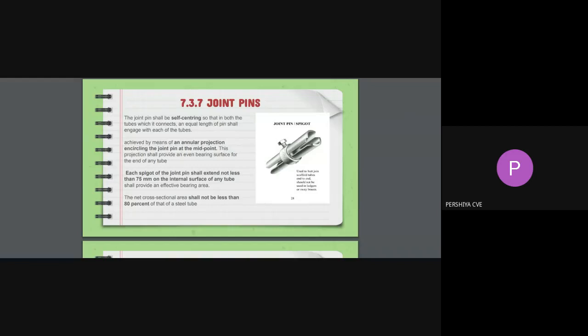Next, joint pins. Joint pins should be self-centering so that both the tubes which are connected are of equal length, and this is achieved by means of an angular projection encircling the joint pin at the midpoint. Each spigot of the joint pin shall not be less than 75 mm on the internal surface of any tube, and it should have a cross-sectional area not less than 80% of any steel tube.